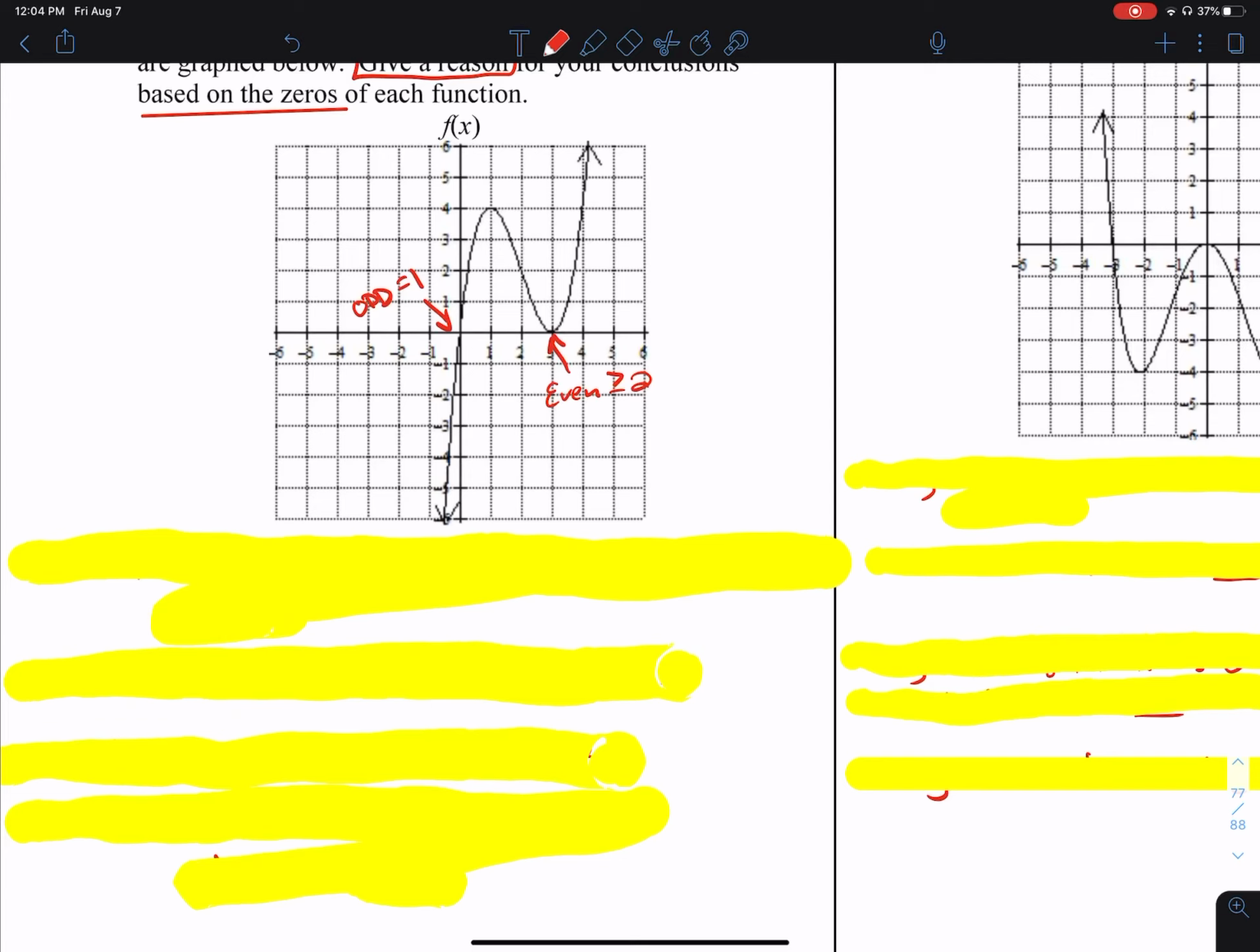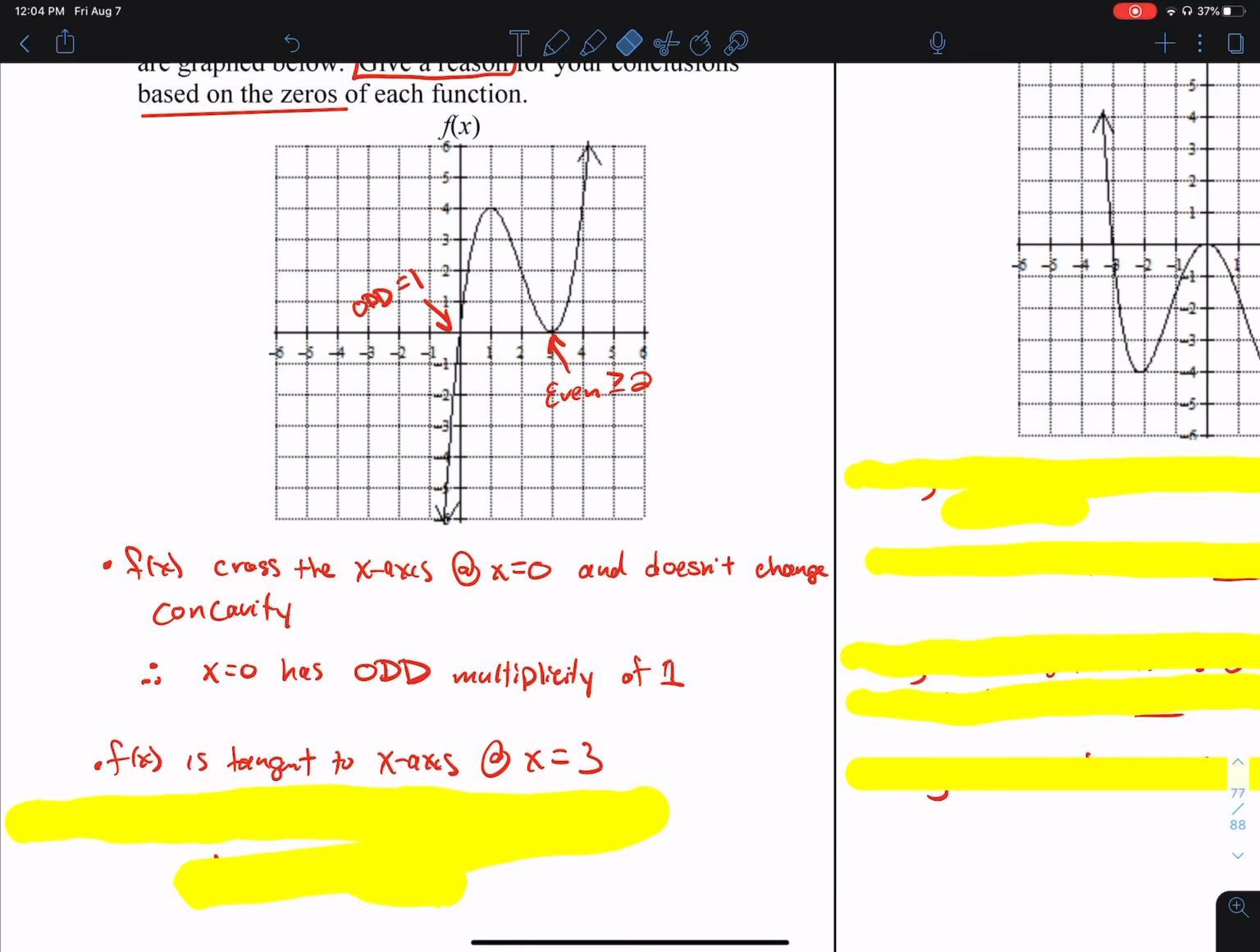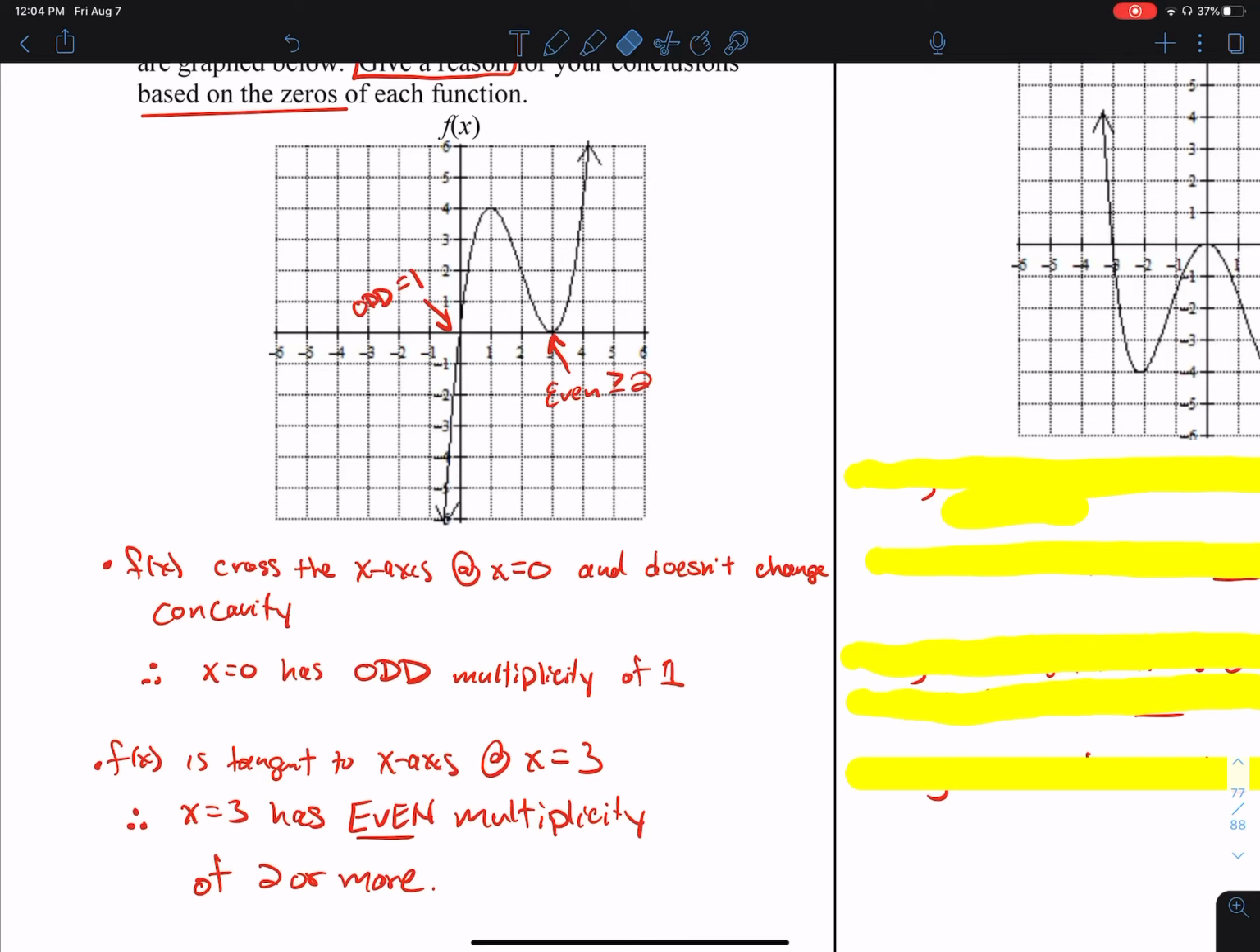So let's write down some of these things that we just said. f of x crosses the x-axis at x equals 0 and doesn't change concavity. What conclusion can you make from that? x equals 0 has an odd multiplicity of 1. f of x is tangent to the x-axis at x equals 3. What conclusion can we draw from that? x equals 3 has an even multiplicity of 2 or more, or you could say at least 2.